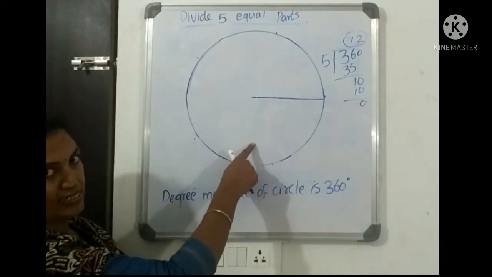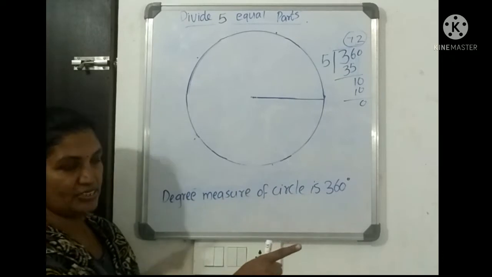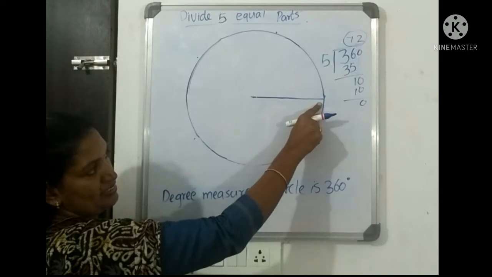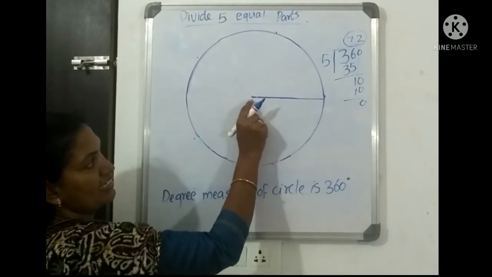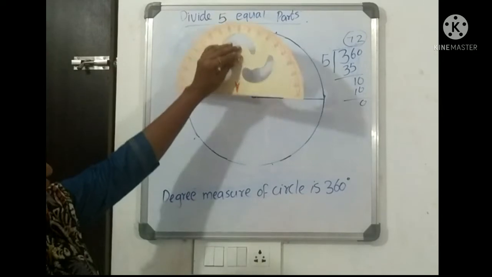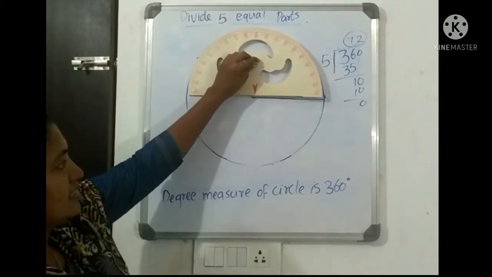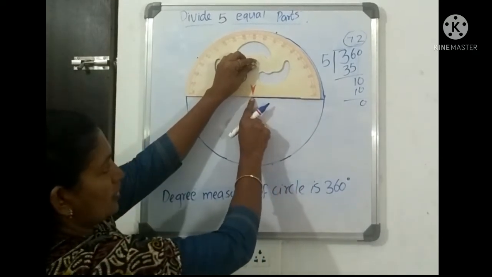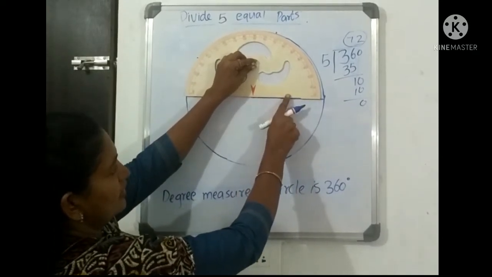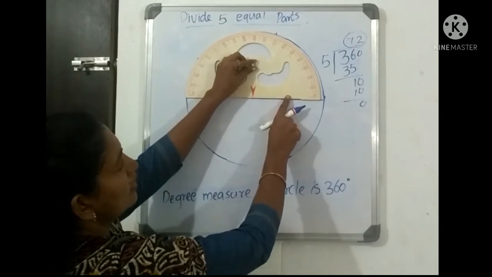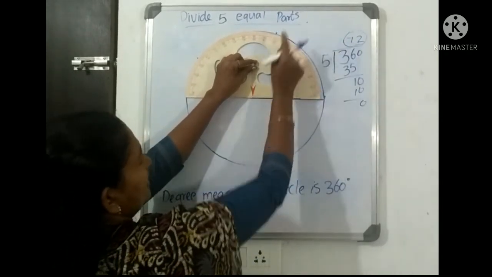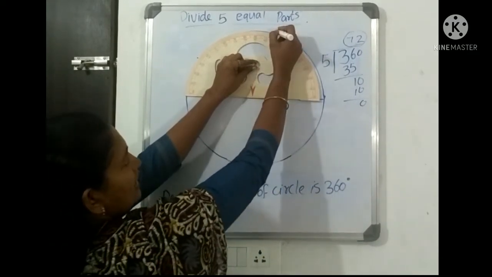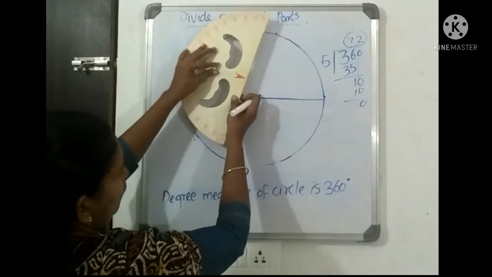First, you have to draw a circle with any radius, using a compass. Then you have to draw a radius. You know that this is the center of the circle. Then measure the angle 72 degrees. Make the center coincide with this line. Then measure 72 degrees. We can see that you have to take the inner scale. Then we know that 72 degrees is coming here. Then draw one line.